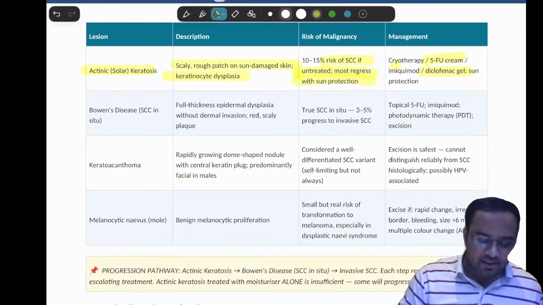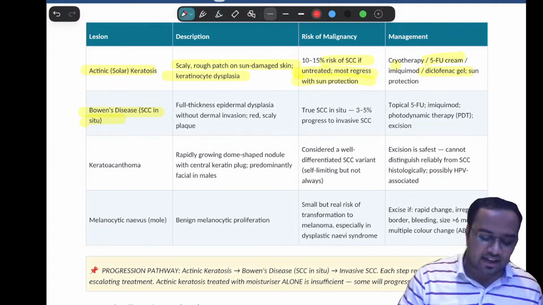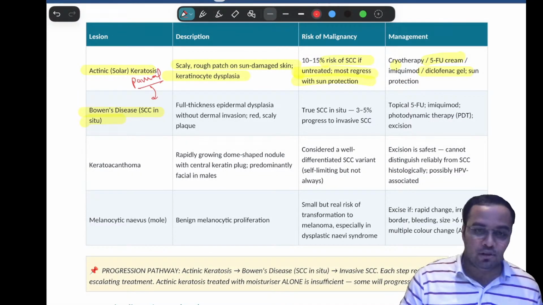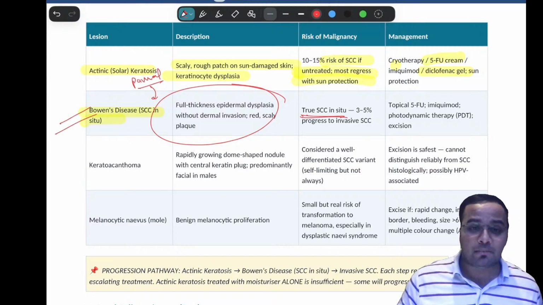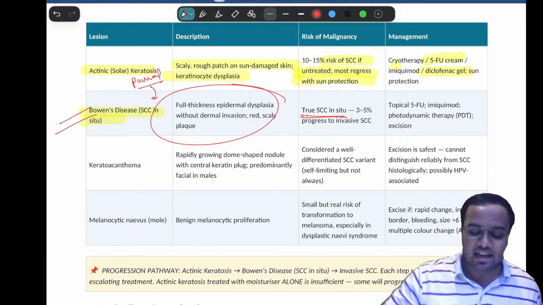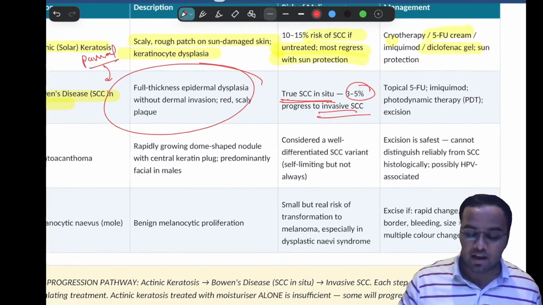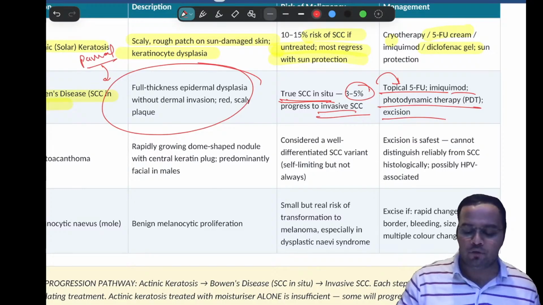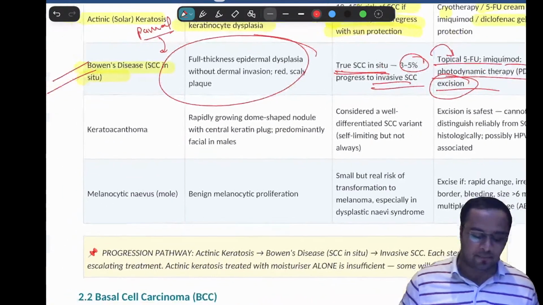Then comes the Bowen's disease. Whenever there is full thickness epidermal dysplasia, so when actinic keratosis is only partial thickness, whenever it is going to convert into full thickness, we are going to name it as Bowen's disease. But it is a true cancer, because now it has invaded all the 4 layers and it is now progressing into invasive squamous cell carcinoma. And here you are going to apply again topical 5-FU cream or photodynamic therapy. And if it is not responding to this cream, then you can go for excision.